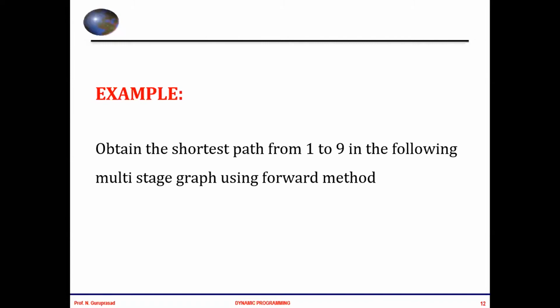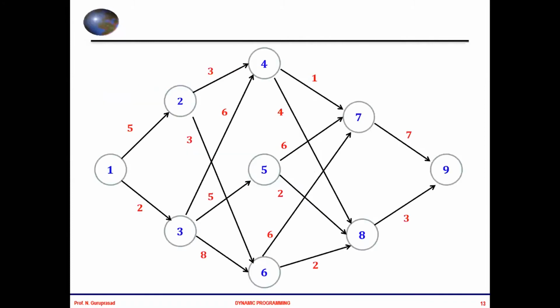So basically, for 1 to 9, at the end of the day you will give us the path from 9 to 1, for the obvious reason that the forward method is used in the problem statement. Please take down the graph, and please be careful in taking down the graph.